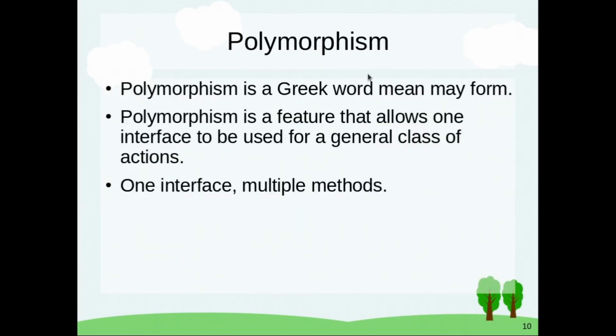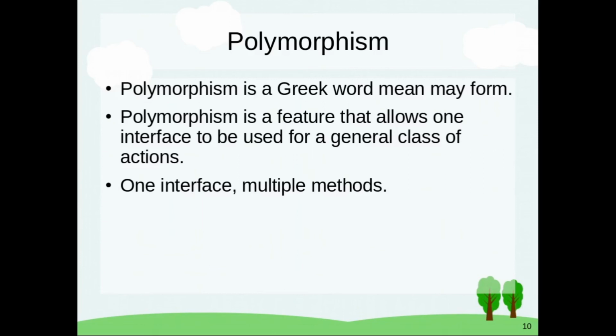Okay, polymorphism. What is meant by polymorphism? Polymorphism is a Greek word meaning many forms. Poly means many, morphism means forms. Polymorphism is a feature that allows one interface to be used for a general class of actions. In polymorphism, we use one interface, and we have multiple code behind it.